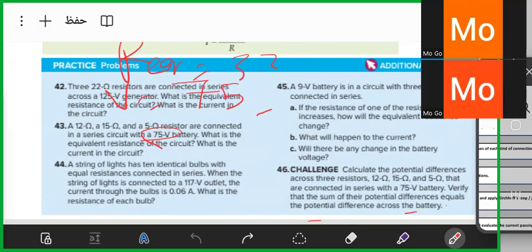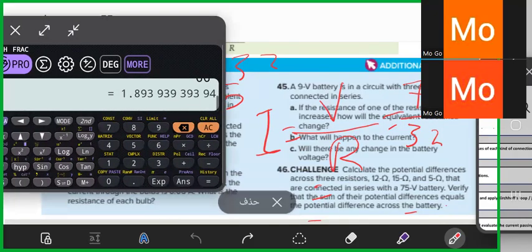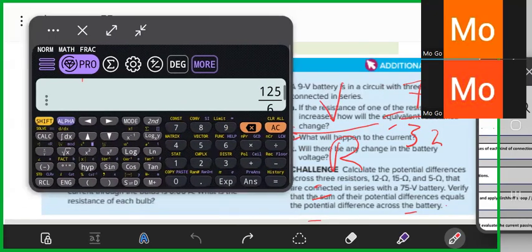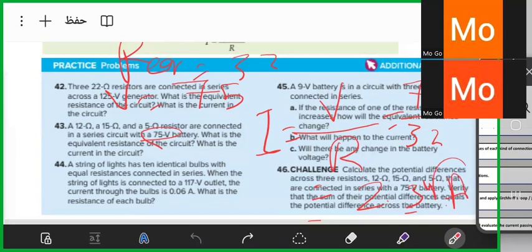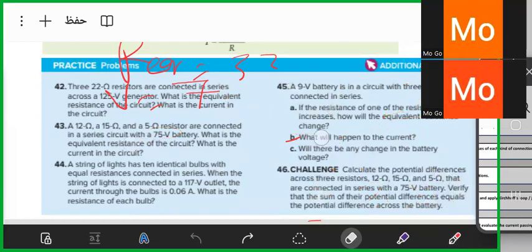Here the voltage V equals 75. What should we do? What is the R equivalent? We had calculated it before. I equals V over R, the current equals voltage over resistance. Voltage is 75 over 32. How much will it be? It is 2.34 ampere. We don't forget this one, ampere.